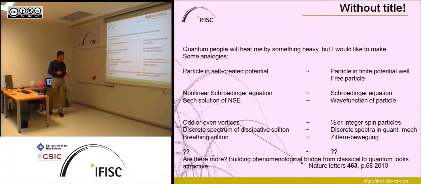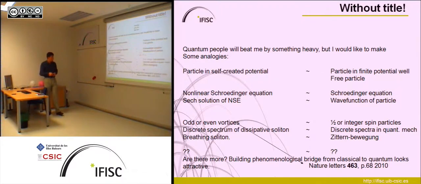So the next analogy is the discrete spectrum of dissipative solitons, and it is an analogy of discrete spectra in quantum mechanics. Next analogy: most of you probably know the existence of breathing solitons, when solitons display complex or oscillating behavior. And there is recent work about observation of Zitterbewegung. This was published in Nature 2010 recently, and I found this analogy. I don't know how deep and how serious these analogies are, but I like them and I would like to investigate them. Okay, are there more analogies? Building a phenomenological bridge looks interesting to me.